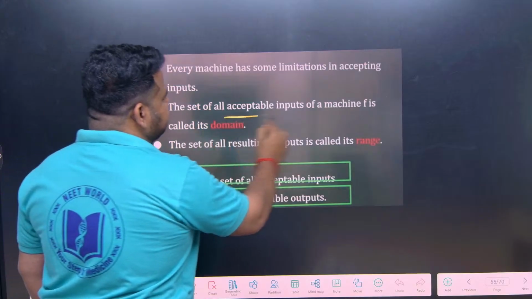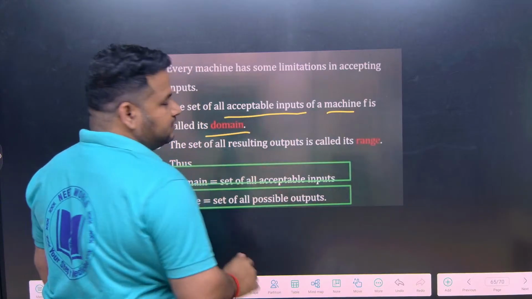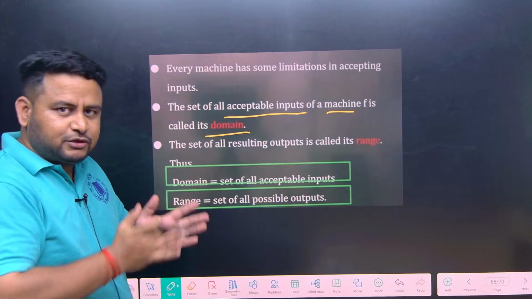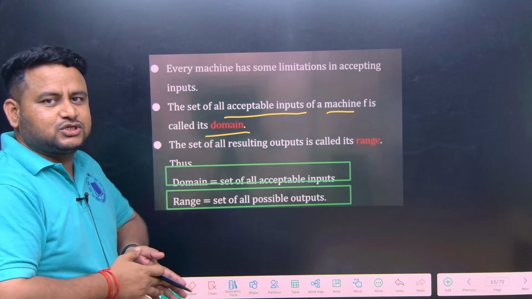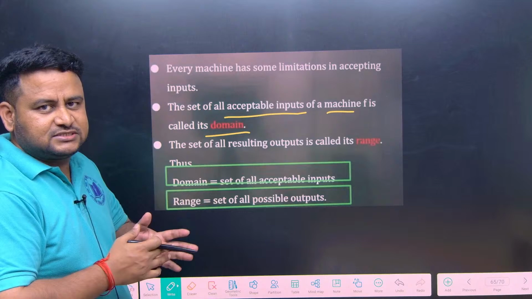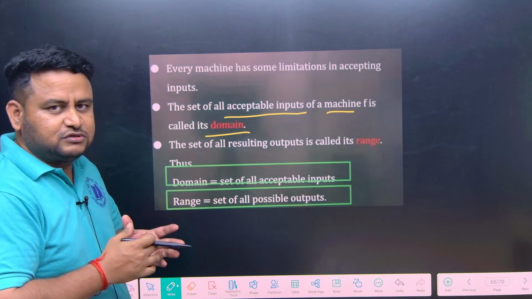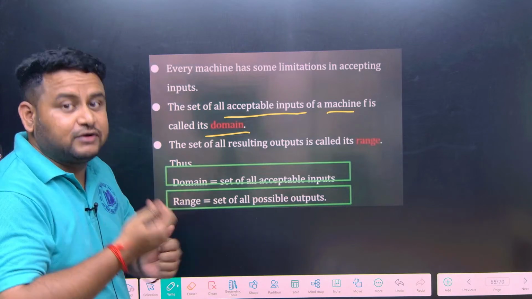So the set of all acceptable inputs of a machine is called the domain. That means if a sugarcane machine is there, you can give only sugarcane as the input. That sugarcane is called the domain. If a juice mixer is there, you can give mango, apple, some other fruits as the input. That is called the domain. In that domain, you cannot include sugarcane.